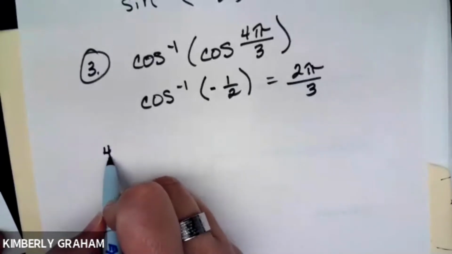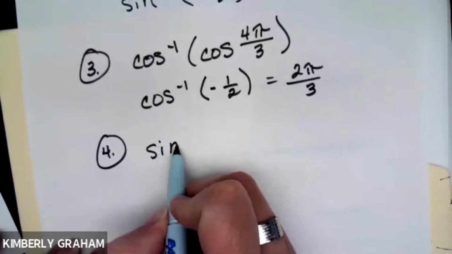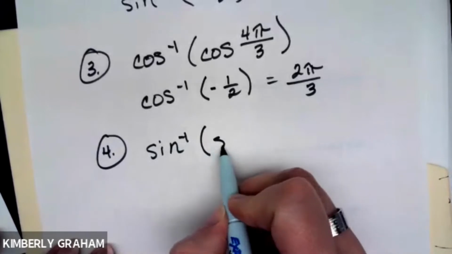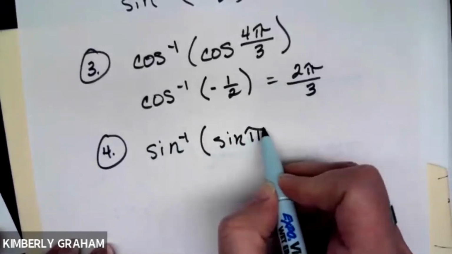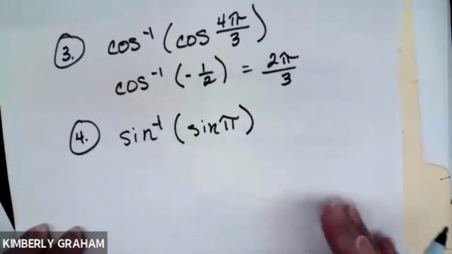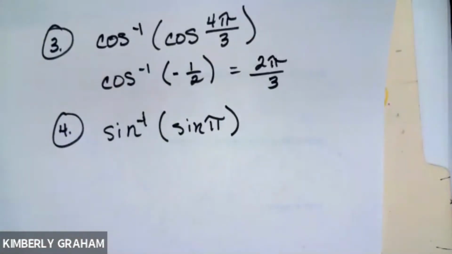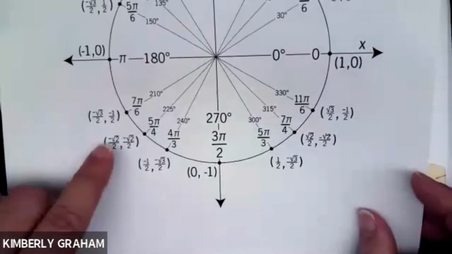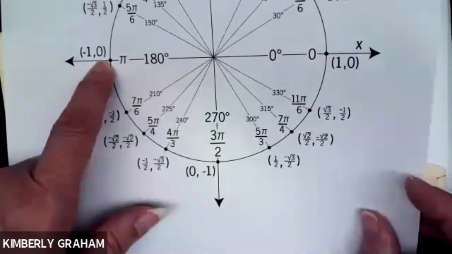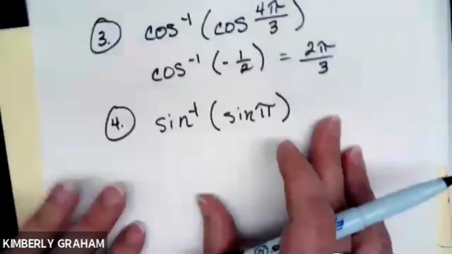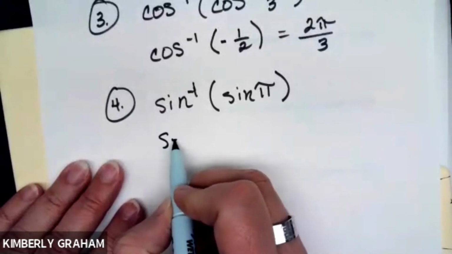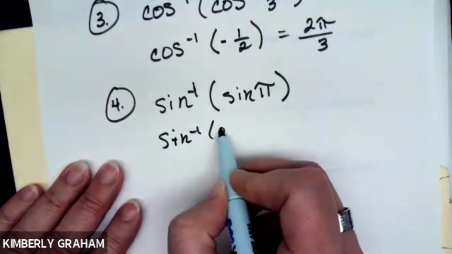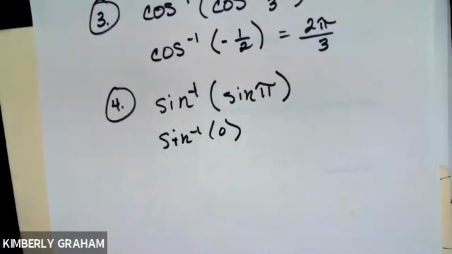All right. I want to see if y'all can figure this one out on your own. Sine inverse of sine pi. Okay, sine pi is going to be 0. So I'm looking at sine inverse of 0. So what sine value is going to give me 0?